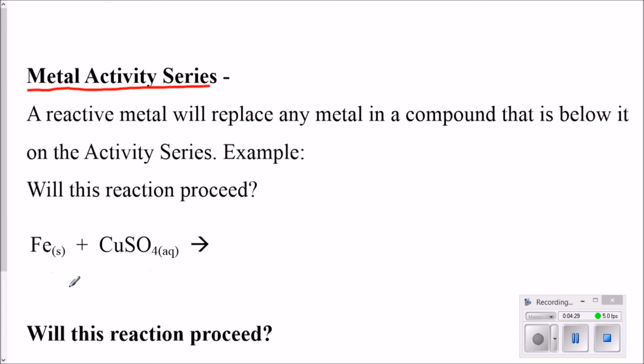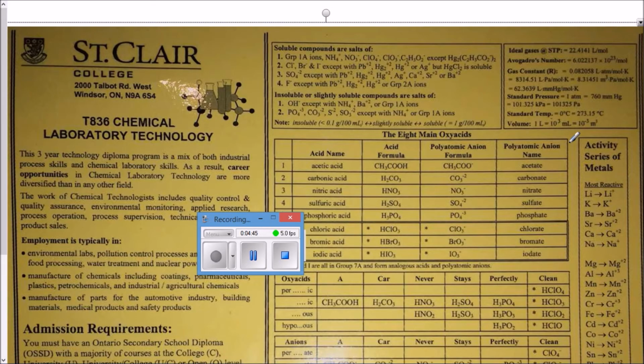Now, if we take a look here, we have a single lone element and we have a metal and a polyatomic nonmetal. You can see that these guys are going to compete with each other. So let's look at the metal activity series, which is on the back of your periodic table.